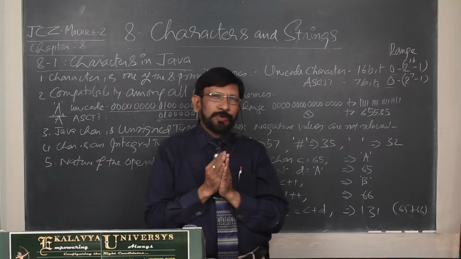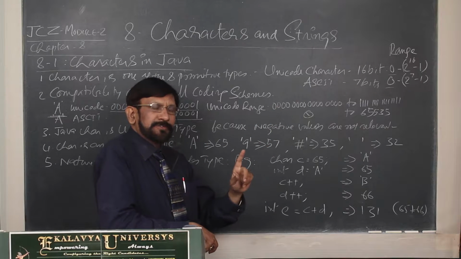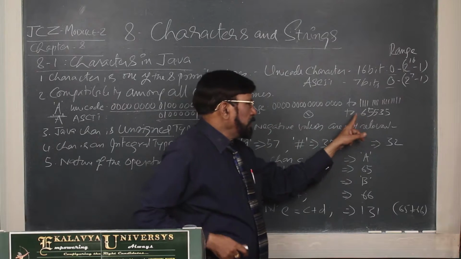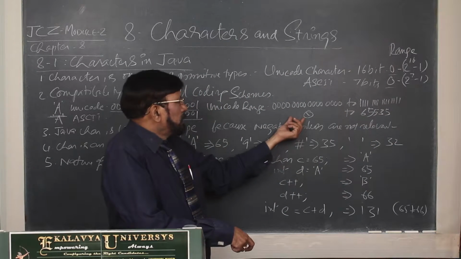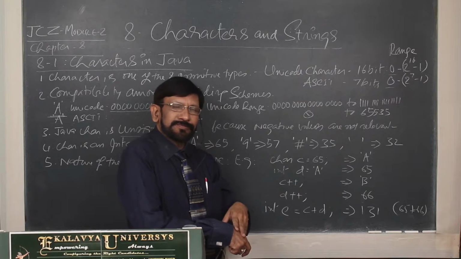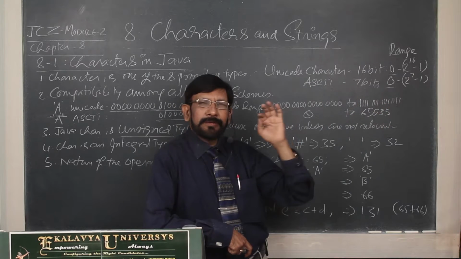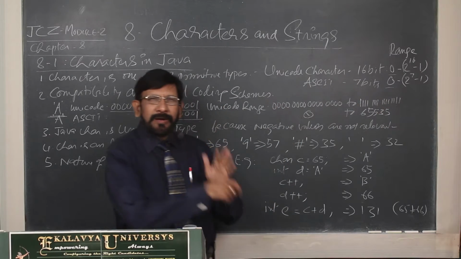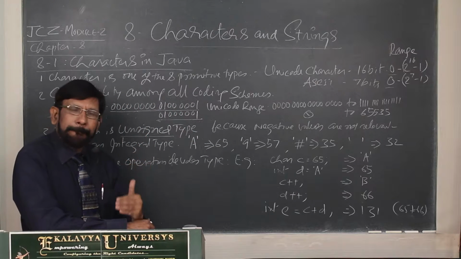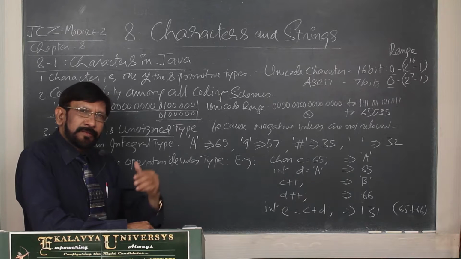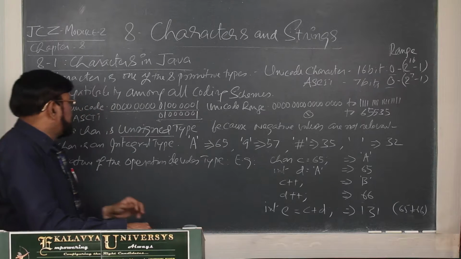Now, as far as the Unicode range is concerned, we also see how it is represented. Unicode is 16 bits, starting from 0 to 65,535. How are these represented? 0 is represented by 16 zeros. 65,535 is represented by 16 ones. This is the way. All these things you must understand once, because of this understanding, you can prevent future doubts in your study.